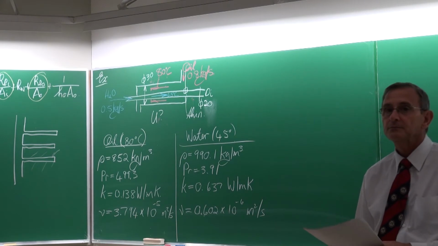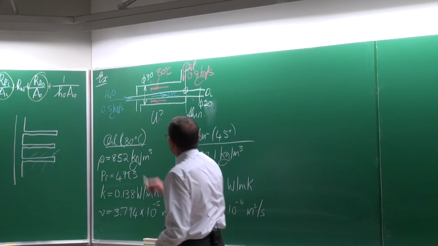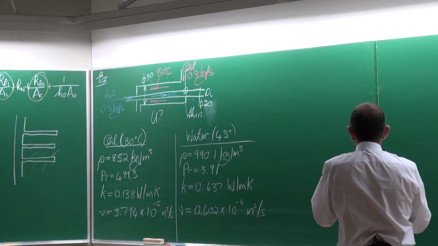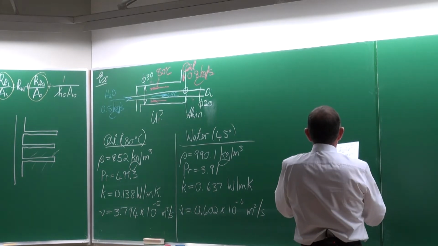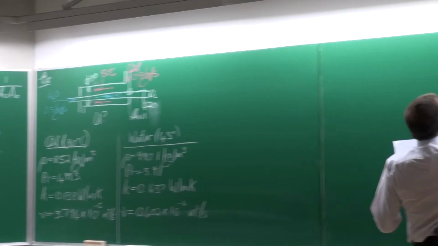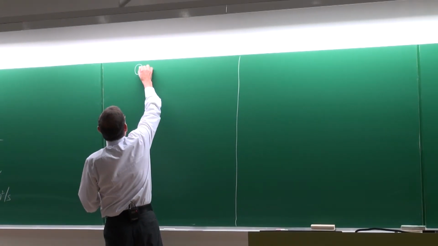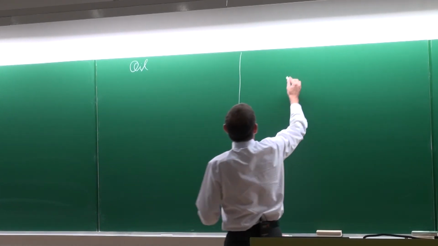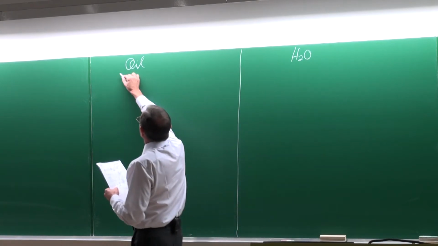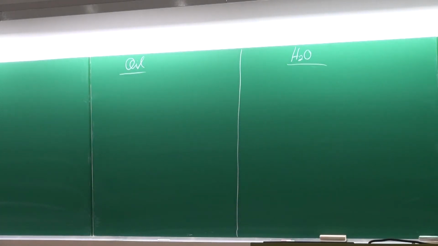You've got everything? Okay. What is the question again? The question is we have to determine the overall heat transfer coefficient, and I would like to continue with this side the oil and this side the water. So you can use on the same page just two columns.